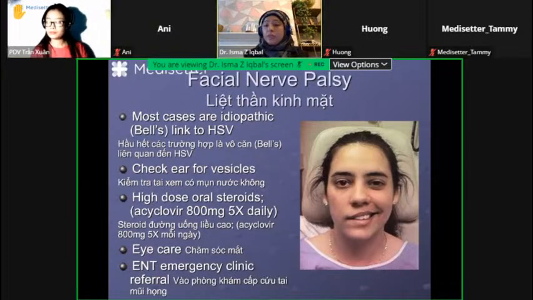If after 6 weeks there's been no improvement or very little improvement, then we would recommend doing an MRI scan to look at the facial nerve.